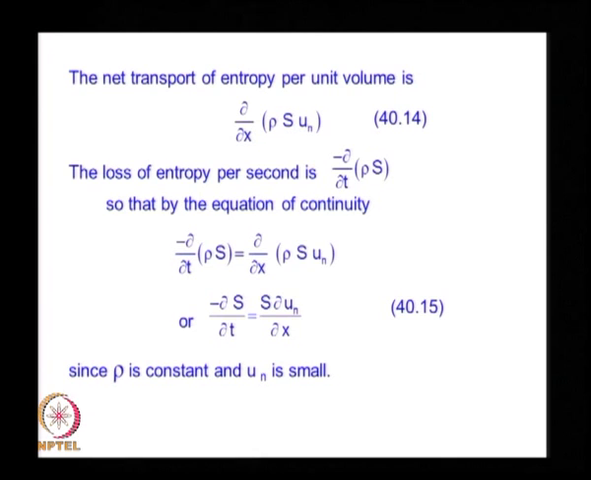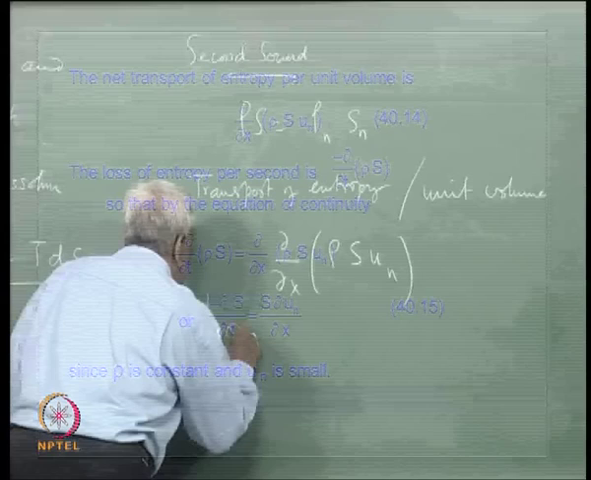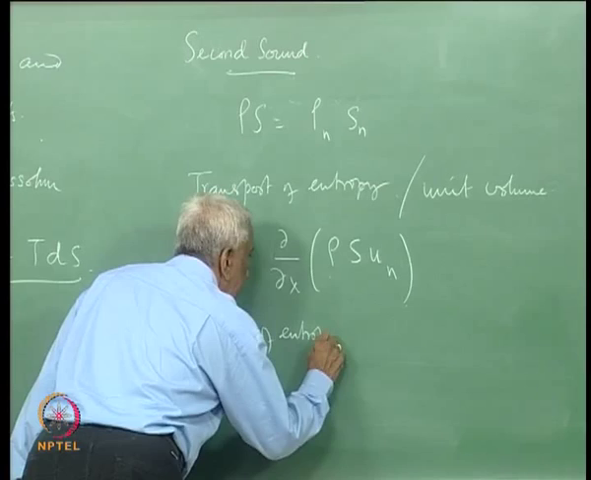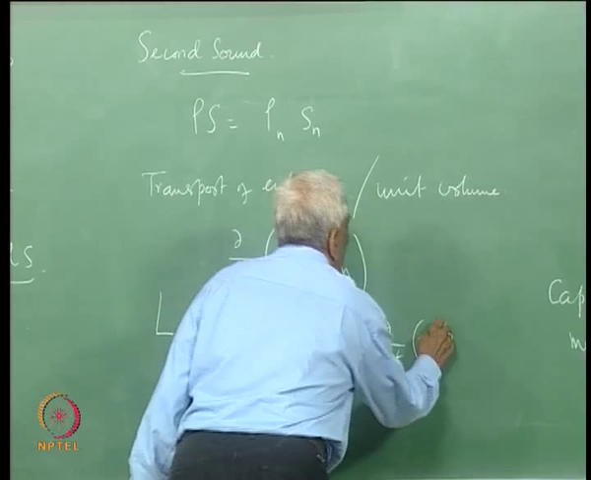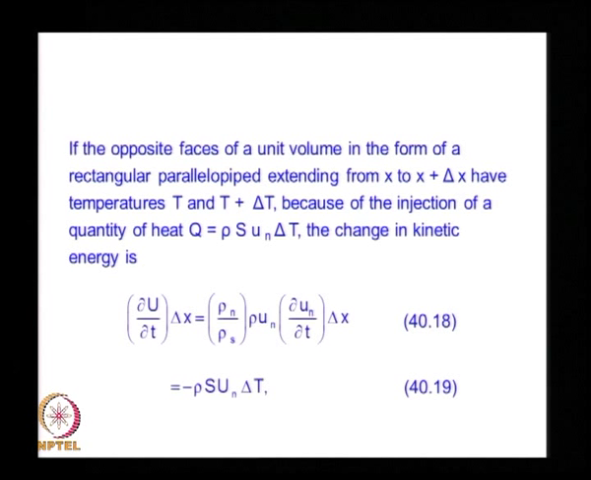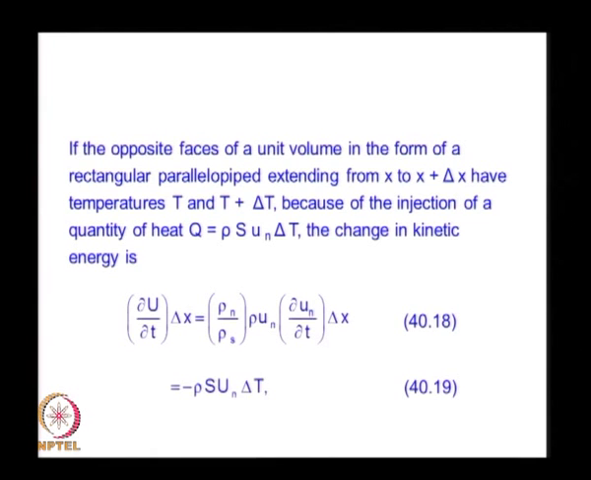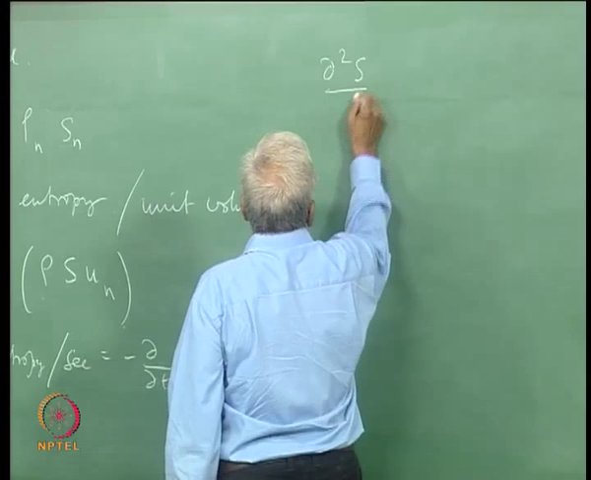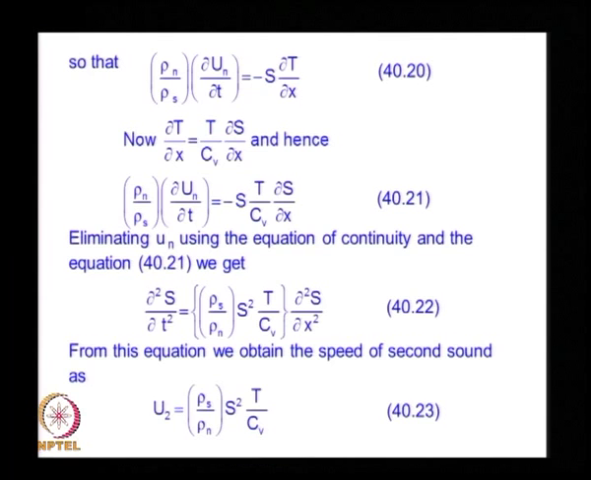The loss of entropy because of this transport per second is minus ∂/∂t of rho s. So, the equation of continuity demands that these two are equal, and a little bit of algebra shows, using the kinetic energy density, we can write the equation of motion for these entropy waves as the wave equation.